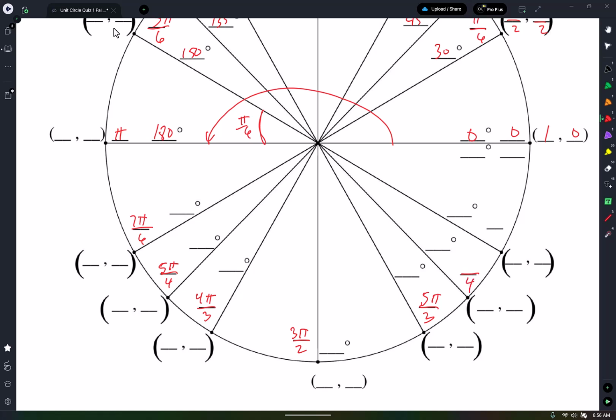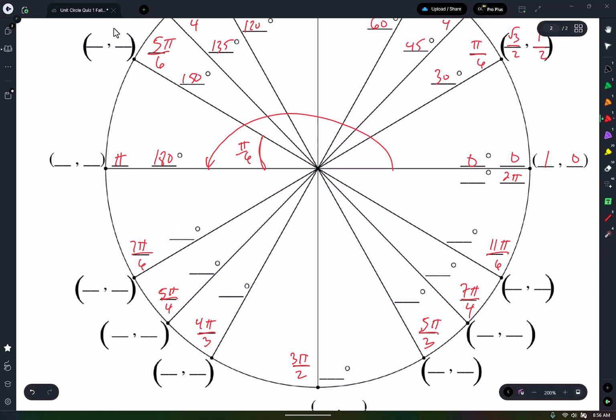The denominator on this one is a 4. Double the denominator, 8, subtract 1, so 7 pi. The denominator here is a 6. Double the denominator, 12, subtract 1, 11. If you don't know what I'm talking about, look at the previous notes, notes 3. And then 1 full revolution, 2 pi. Are we still okay? Okay.